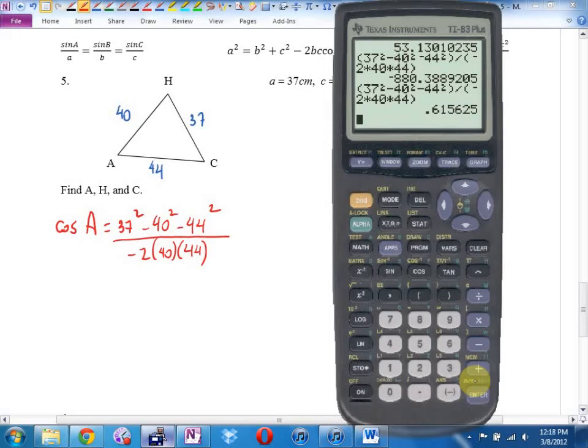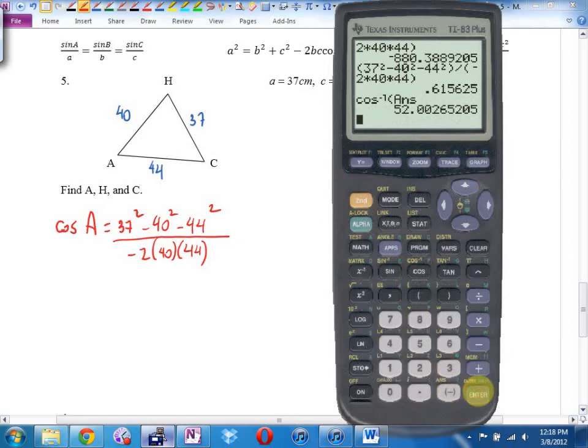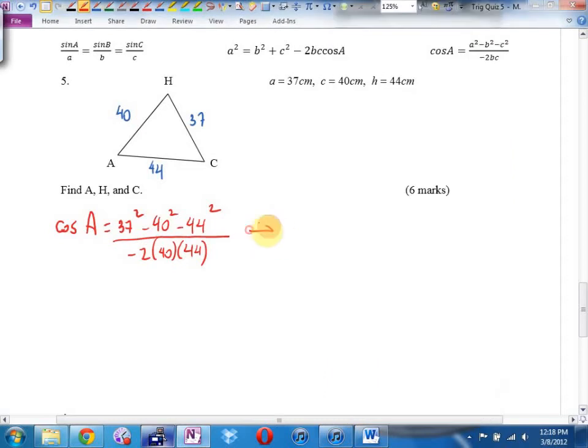0.6156. Oh, no, that's not the angle. That's the cosine of the angle. Danielle, how do I find an angle? Second function, cosine of that. 52 degrees. I bet you I made that 52 degrees exactly when I made this question up and worked my way backwards. So angle A is 52 degrees. Joe, this angle right here is 52 degrees.